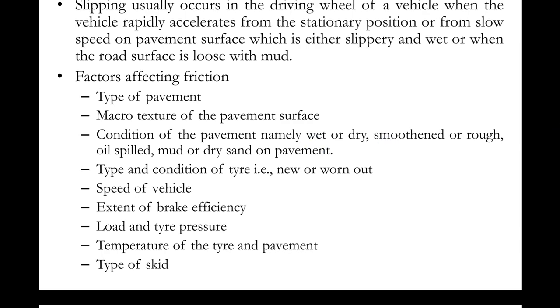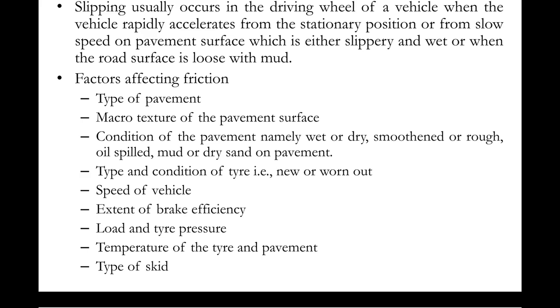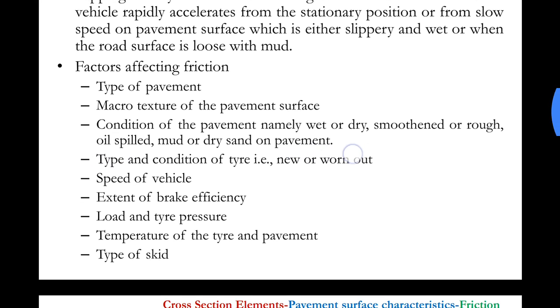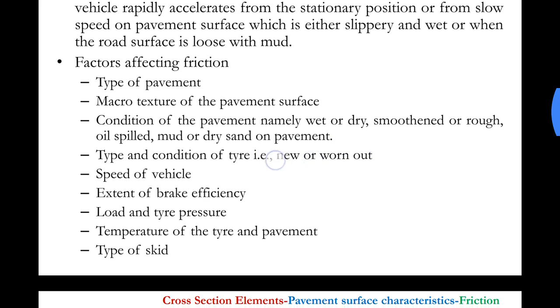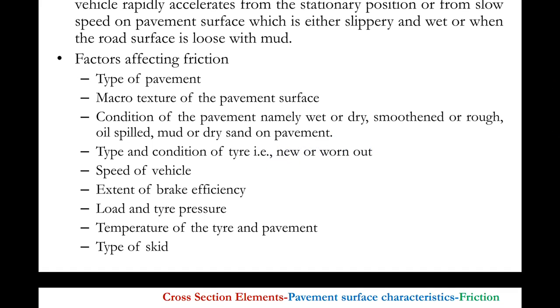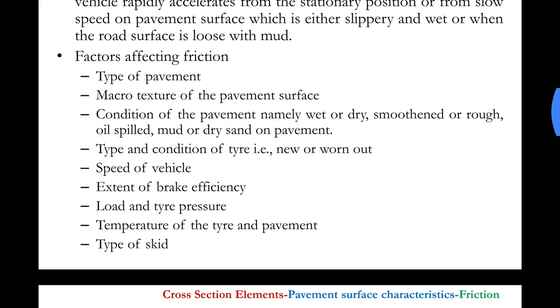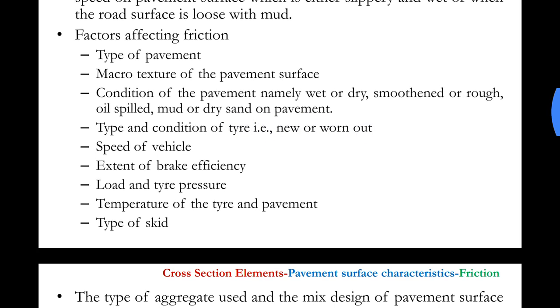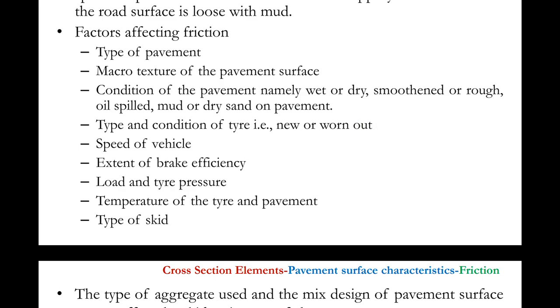If the pavement is wet, then the friction would be less. If it is smooth, then the friction would be less. If there is mud or oil spilled on top of the pavement, then the friction would be less. Next, type and condition of tire, new or worn out. It is obvious that new tires would provide better friction than worn out tires. What happens with worn out tires is the surface becomes smooth, but this condition also depends on whether the pavement is dry or wet.